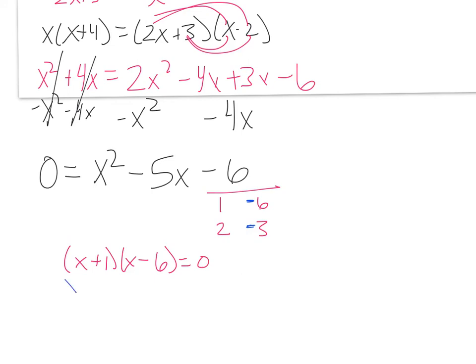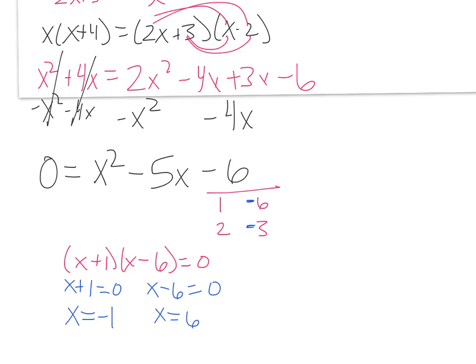You set both of those equal to 0 because you're, again, finding out which two numbers would work to solve to get 0 in my function. So either x is equal to negative 1, or, because I subtract the 1, x is equal to 6.